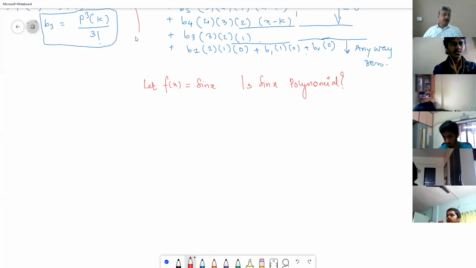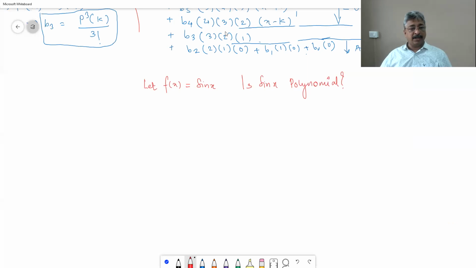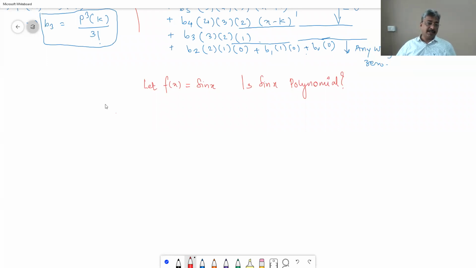Okay, some of you have given answers as yes, some of you have given answers as no. And the correct answer is no, sine x is not polynomial. And there could be more than one reason why we can say sine x is not a polynomial. When we studied polynomials in 9th standard, we did a couple of theorems related to polynomials. And one of them was nth degree polynomial can have at most n distinct roots.